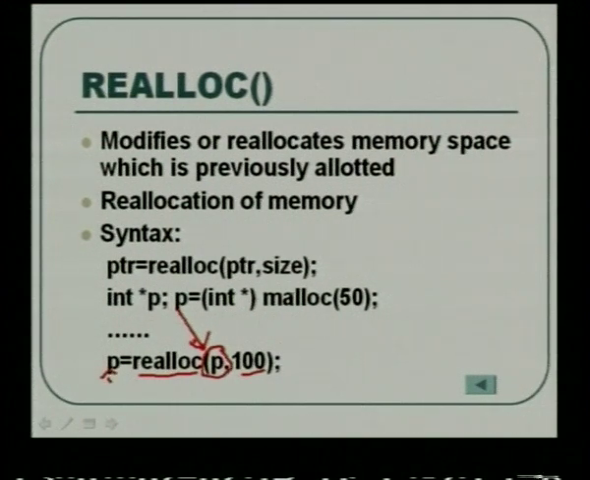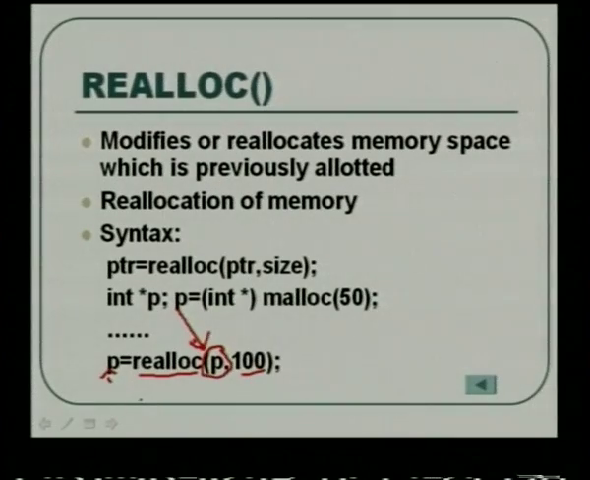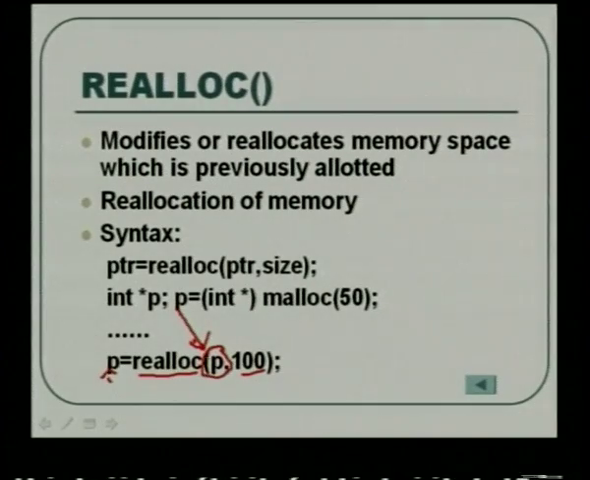So, this is just an example where already allocated memory is being reallocated using the realloc function. Earlier 50 bytes were allocated, now 100, and the pointer where the first allocation was done is also held over here. The new allocation is also stored back in the same pointer variable. So, this is the concept of the realloc function.